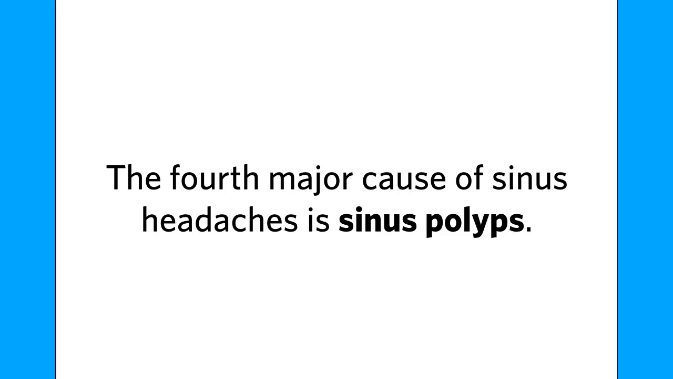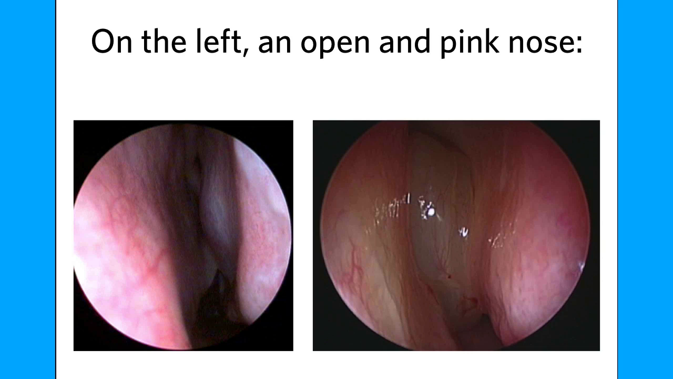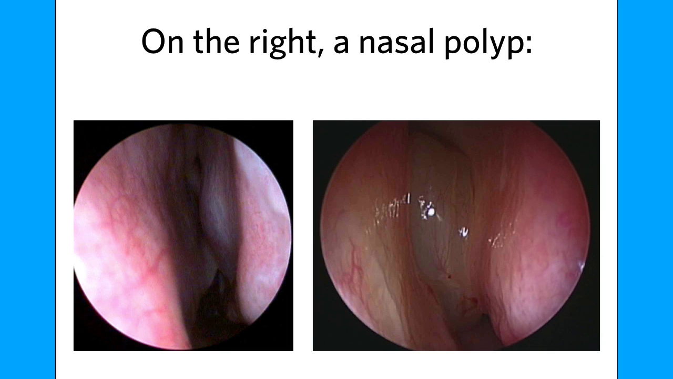The fourth major cause of sinus headaches is sinus polyps. Look at these side-by-side telescopic views. On the left, you can see the same picture as before, which shows an open and pink nose. On the right, notice the glistening object in the middle. That is a nasal polyp. Nasal polyps can also lead to sinus headaches.